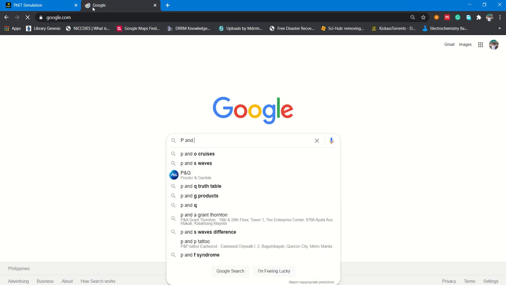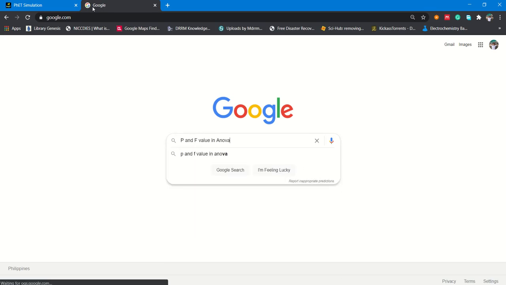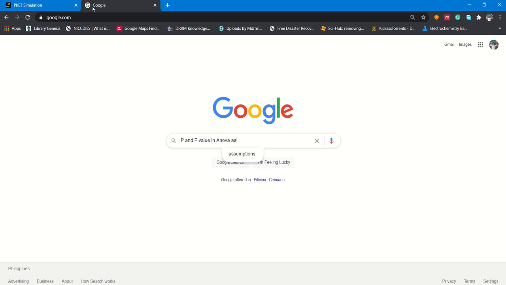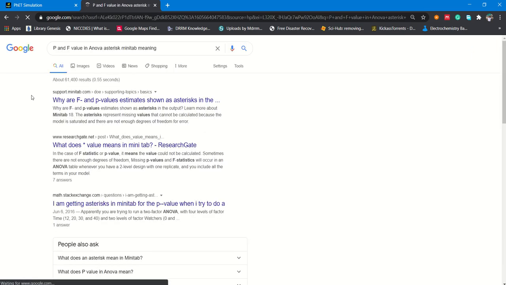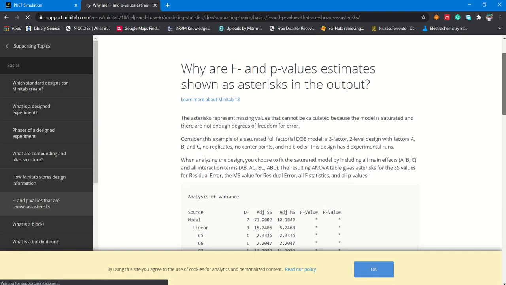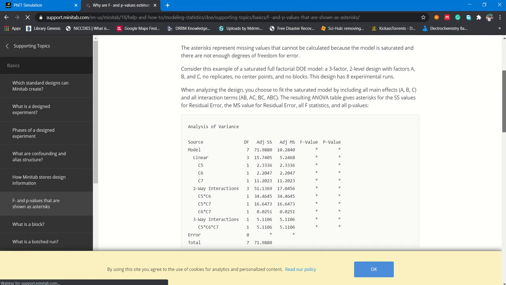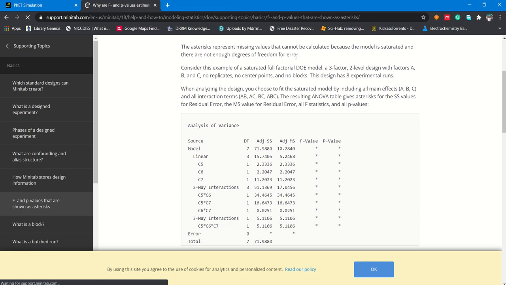P and F value in ANOVA asterisk, Minitab. Meaning. Okay, so why? Asterisk represents missing values that cannot be calculated because the model is saturated and there are not enough degrees of freedom for error. So there is no degrees of freedom for error.